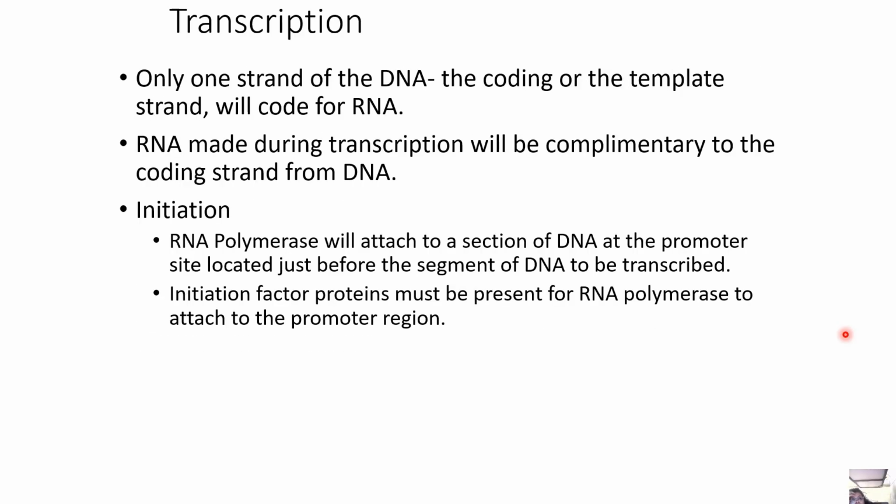Only one strand of the DNA, the coding or template strand, will code for RNA. RNA made during transcription will be complementary to the coding strand from DNA. RNA polymerase will attach to a section of DNA at the promoter site located just before the segment of DNA to be transcribed. Initiation factor proteins must be present for RNA polymerase to attach to the promoter region.